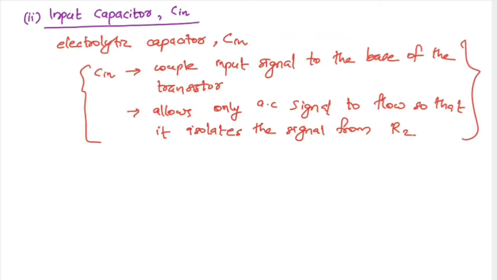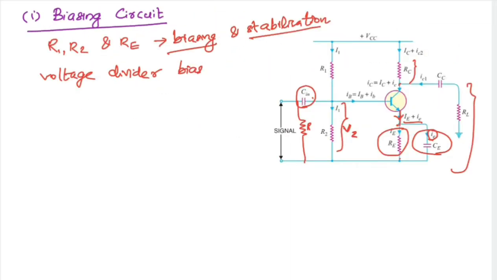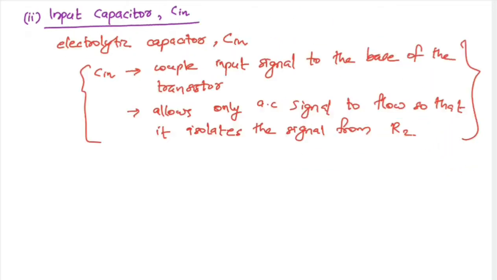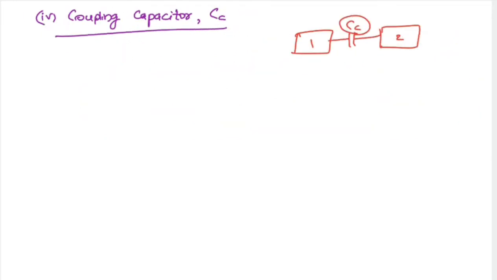So let's see in detail. Here you can see that this is CC. Suppose this CC is connected to the next stage. So what will happen? Here you can see a load resistance RL. So in the next stage, you can see that this is the CC and this is the load resistance RL. And this one is connected to the next stage. So in the next stage, it is connected to the base.